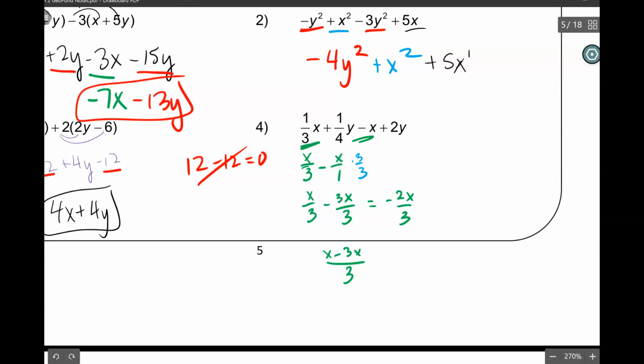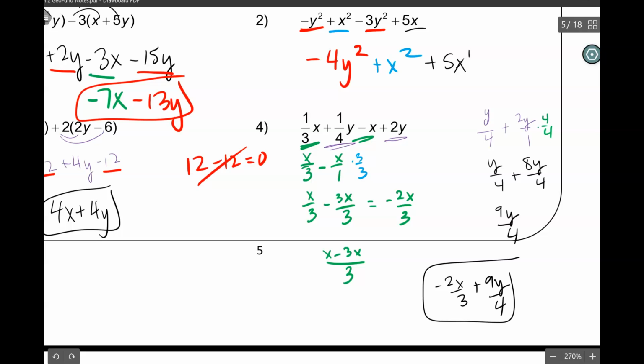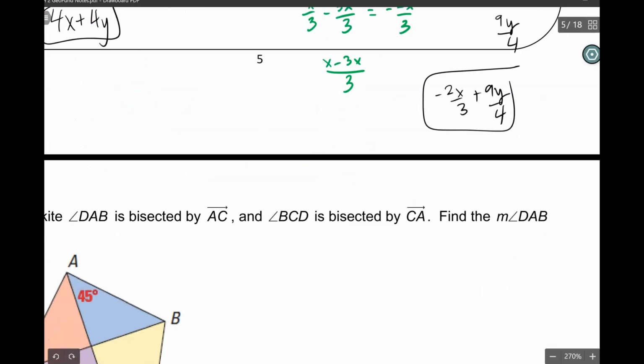All right. Let me figure out the y. So I have 1/4 y and 2y. Basically I have y over 4 plus 2y over 1. And if I multiply by 4 over 4, I'll have y over 4 plus 8y over 4. So this is 9y over 4. So the answer would be negative 2x over 3 plus 9y over 4. I solved the x in green, and the purple and black is solving for y.